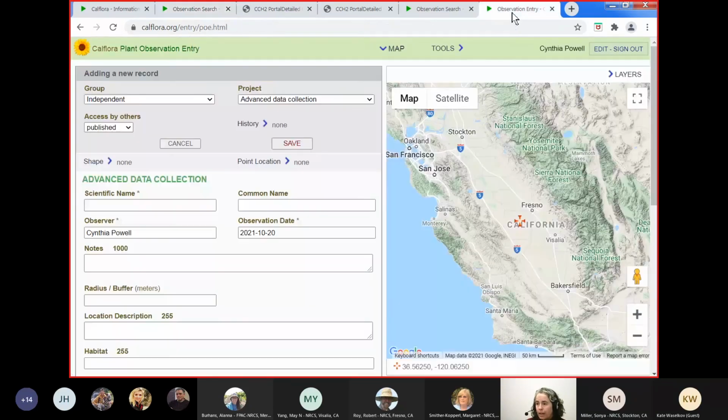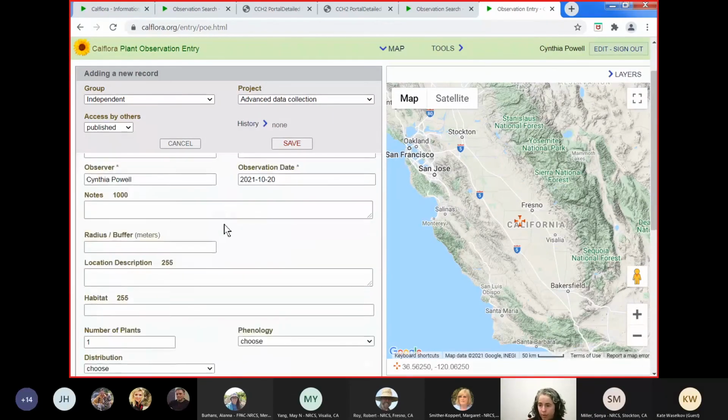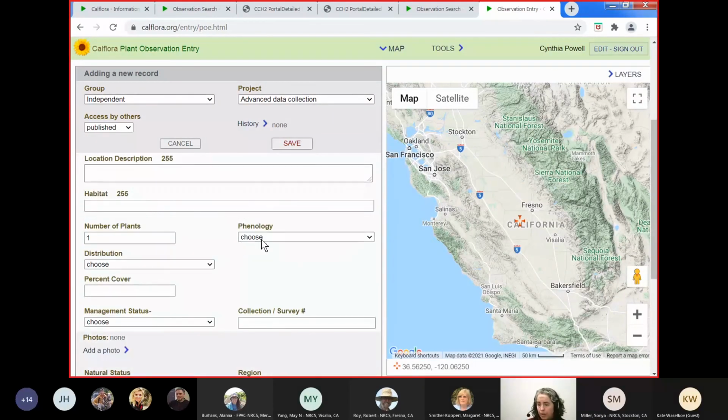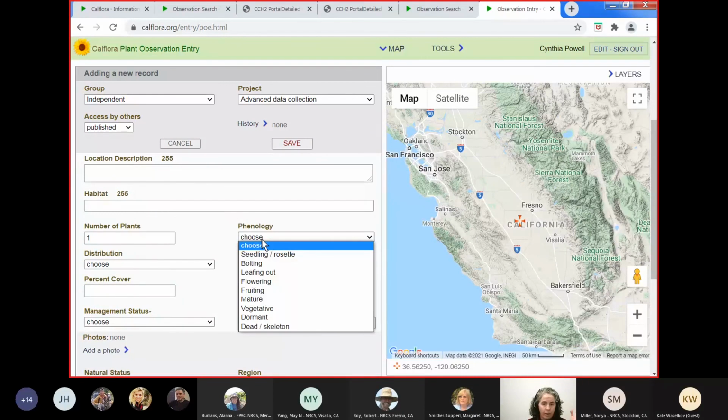When you're adding information to Calflora, this is one way to do it. You can also do it on your phone. There's a lot of different ways to do it. We do have an option, and it's not mandatory because we don't want to scare people away, and it can take a long time to add phenology to every single observation that you make. But you can choose seedling, rosette, bolting, leafing out, flowering, fruiting, mature, vegetative, dormant, dead / skeleton. So those are the phenology options.